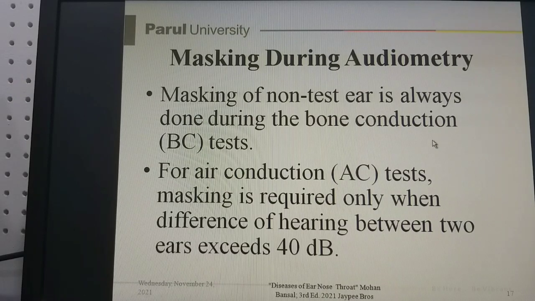Then if we talk about masking, masking of the non-test ear is always done during the bone conduction test. Whereas in air conduction, masking is required if the difference between the air conduction thresholds of right and left is more than 40 dB, then masking is required for the non-test ear. So masking is always presented to the non-test ear, not to the test ear.